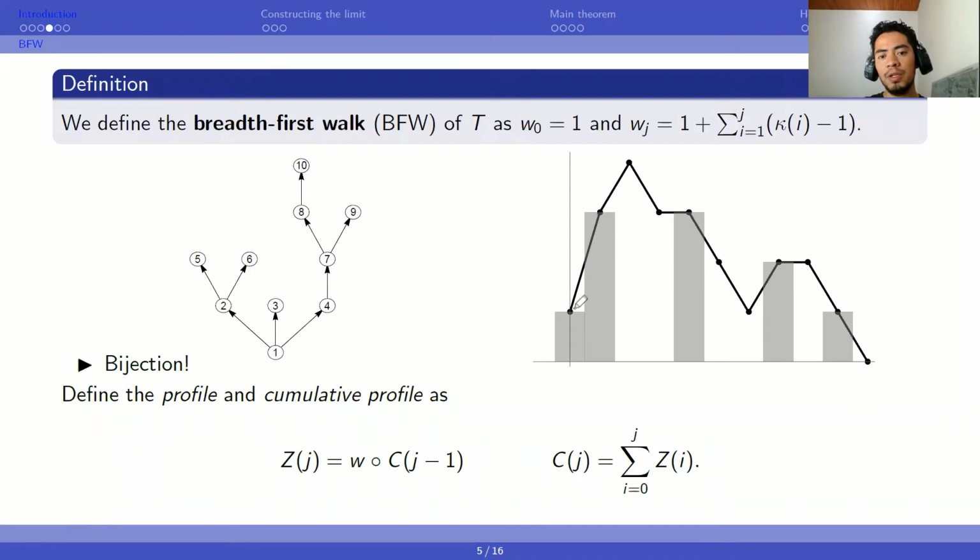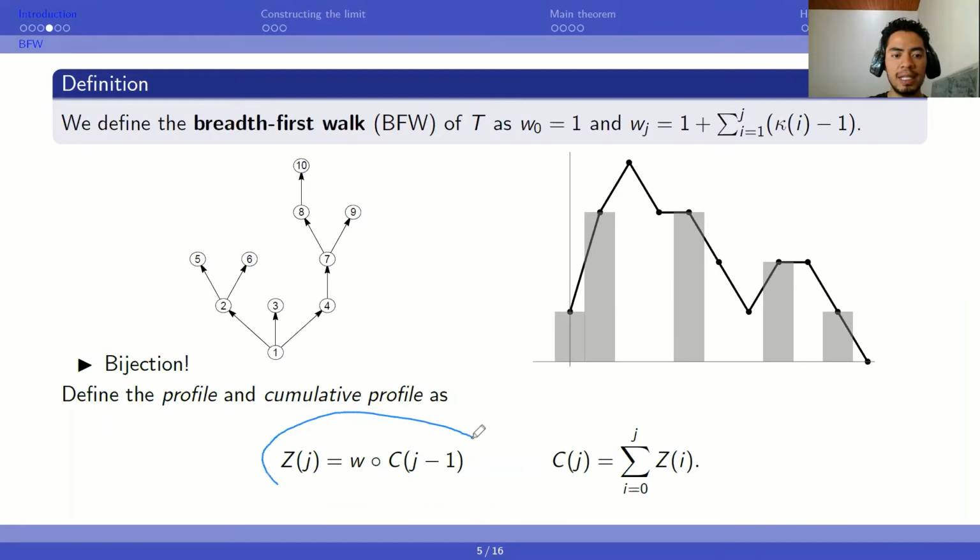We add in this picture the profile. Note that the profile and the breadth first walk coincide in certain times. In fact, there is a relation which is depicted in this equation. It says that if Z is the profile process, which is the number of individuals at generation j, it can be written as the breadth first walk evaluated at the cumulative profile in the previous generation, where the cumulative profile is just the number of individuals up to generation j.